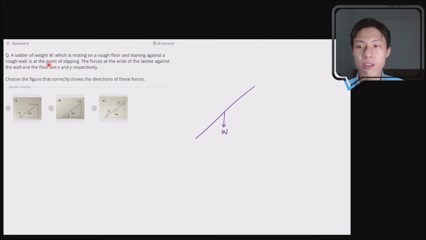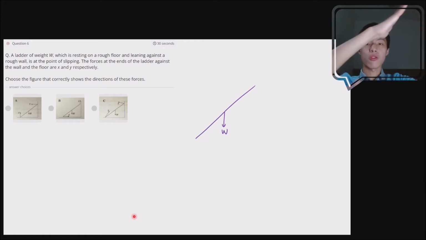Next, is there any friction which is relevant? Well, they explicitly mentioned that it's a rough floor and a rough wall and it's at the point of slipping. So they repeatedly emphasize that this is related to friction. So definitely there will be friction involved. It says that it's a rough floor and a rough wall, so the friction should be at the wall and at the floor. So let's try to think about it.